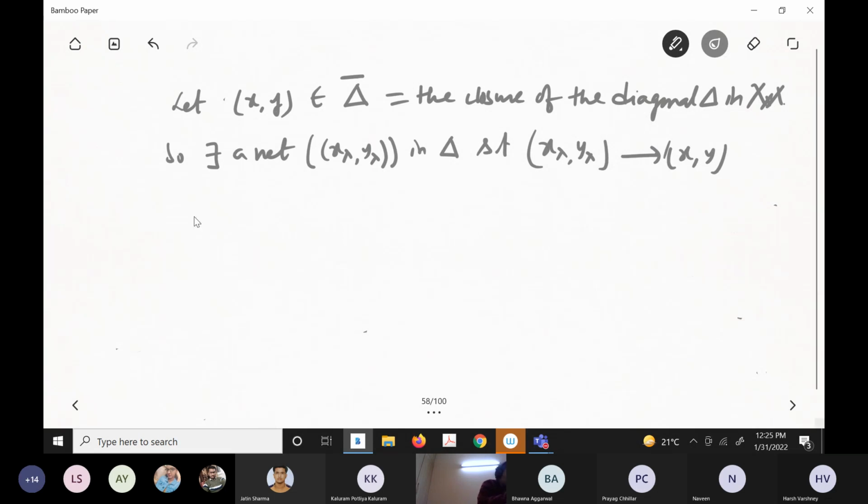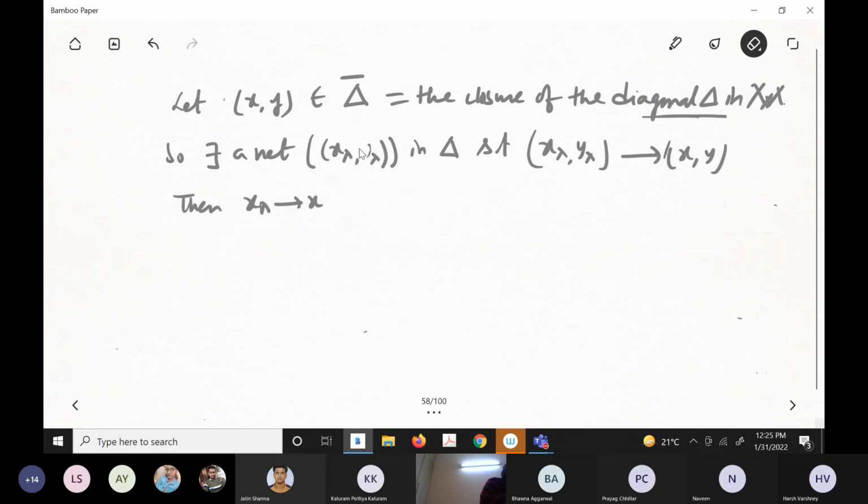Then look, you can actually prove this result component-wise. Then x lambda converges to x. Sorry, I'm saying diagonal, so that y lambda has to be x lambda. y lambda has to be x lambda.